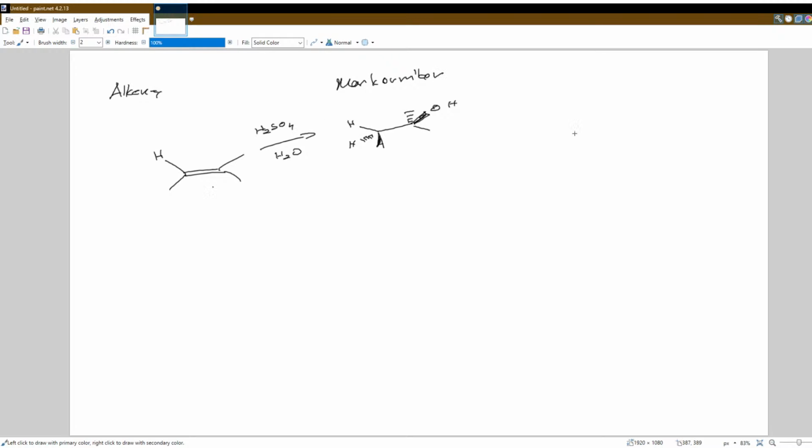Markovnikov. And then we can also do a bromination, a halogenation, I should say, and that'll add as well to this side. But then we can also do one with the peroxide. It'll actually add it to the opposite side, I think. Yeah, it's definitely going to. You can add like this.